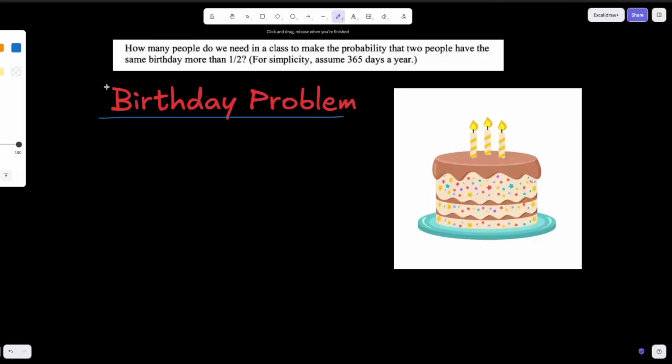How many people do we need in a class to make the probability that two people have the same birthday more than one half? Okay, let's get right into this one. We want the probability that two people have the same birthday to be more than one half. So what does that mean? We want the probability that two people have the same birthday, and this is going to be our little birthday cake, to be greater than one half.